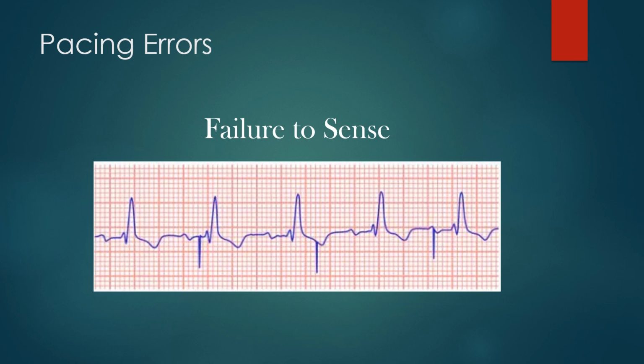All right, let's talk about pacing errors. We have a couple of things: failure to sense and failure to capture. Failure to sense, or undersensing of the pacemaker, occurs when the pacemaker fails to detect the underlying rhythm, or what's going on in the patient's own heart rhythm. So it doesn't see it, or it's not identifying it. It's not sensing it properly. And what you're going to see is that pacer spikes are just going to occur wherever they want. They're just going to come up randomly, all right?